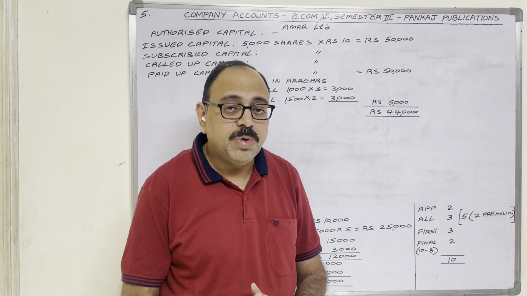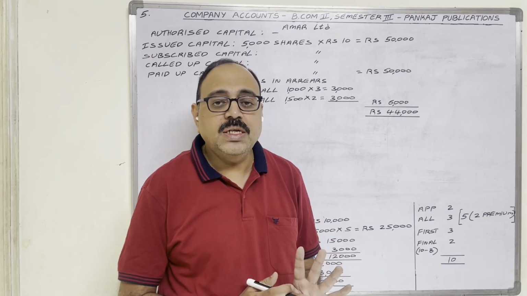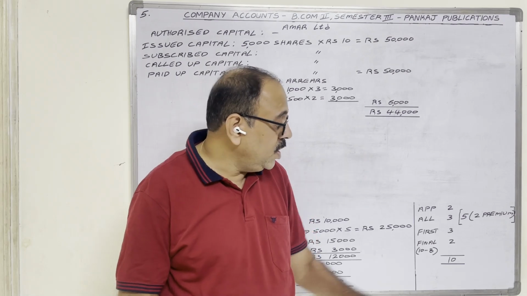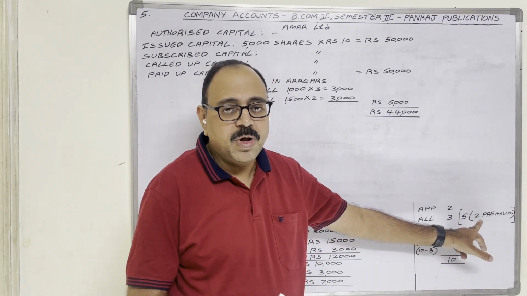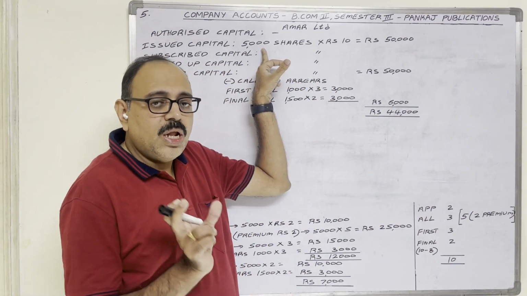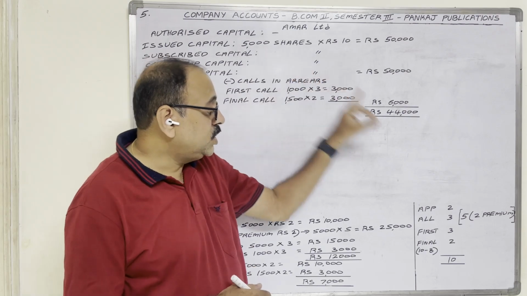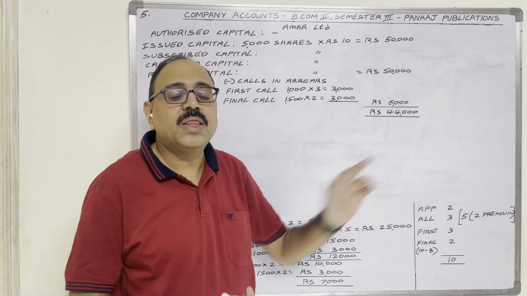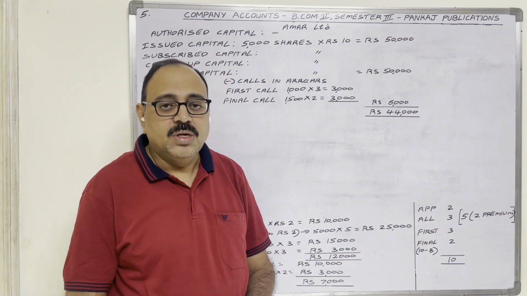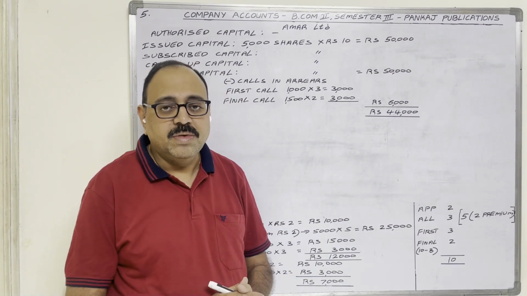Company may collect this premium money on equity shares or on preference shares. In the present problem, the company is collecting 2 rupees per share as a premium. Issued shares are 5,000, so the total premium amount is 5,000 shares into 2 rupees per share, 10,000 rupees. With allotment money, the company is collecting this 10,000, means as a lump sum they are collecting.